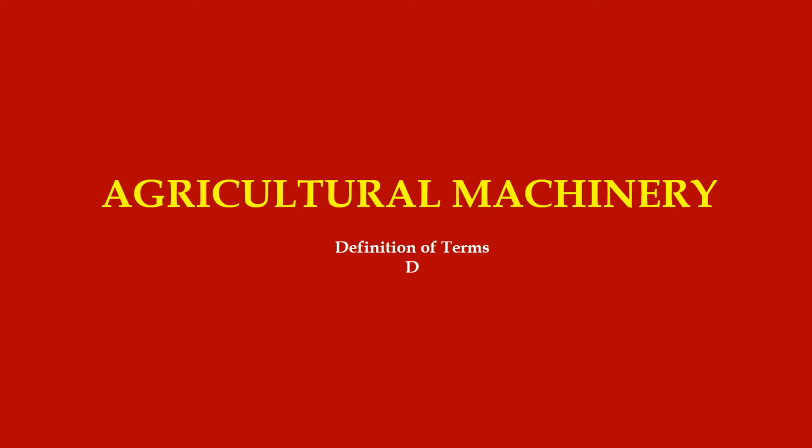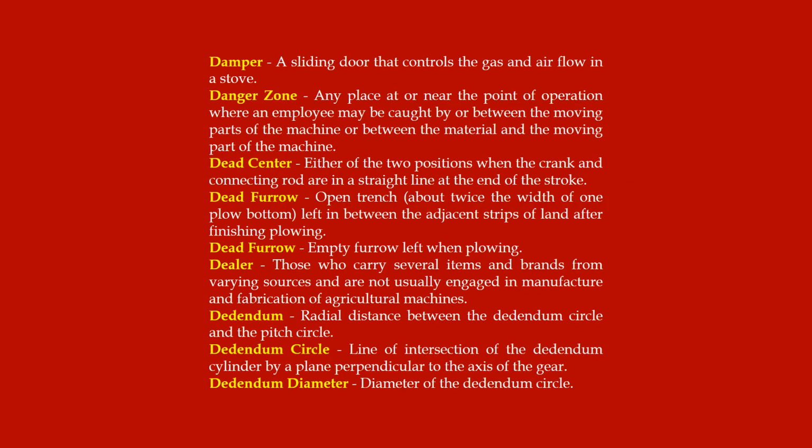This is agricultural machinery. Definition of terms. D. Damper. A sliding door that controls the gas and airflow in a stove. Danger zone. Any place at or near the point of operation where an employee may be caught by or between the moving parts of the machine or between the material and the moving part of the machine.